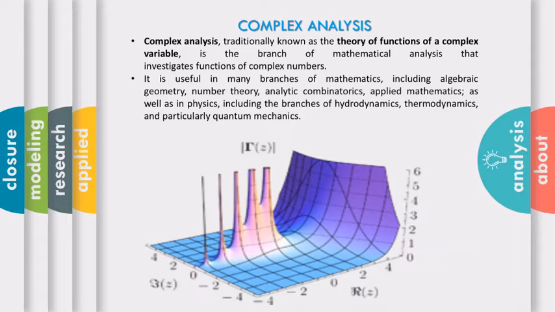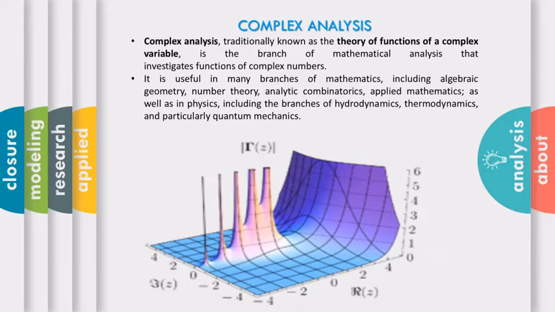It is useful in many branches of mathematics, including algebraic geometry, number theory, analytic combinatorics, applied mathematics, as well as in physics, including the branch of hydrodynamics and thermodynamics, and particularly quantum mechanics. So here you can see how pure mathematics has its use in applied mathematics or in the physical world. So by this we are ending the analysis part. Mathematical analysis has its components, and we discussed all those things.